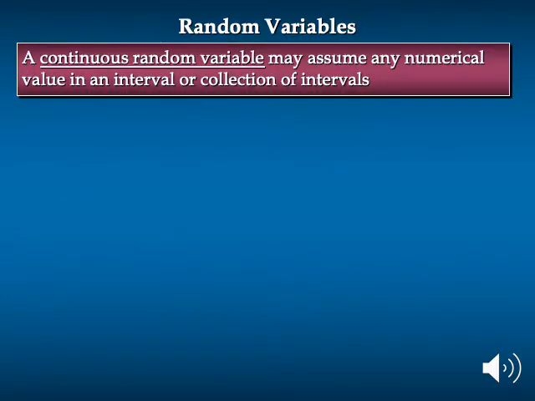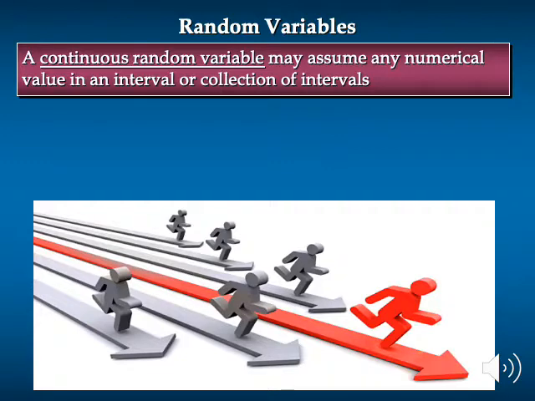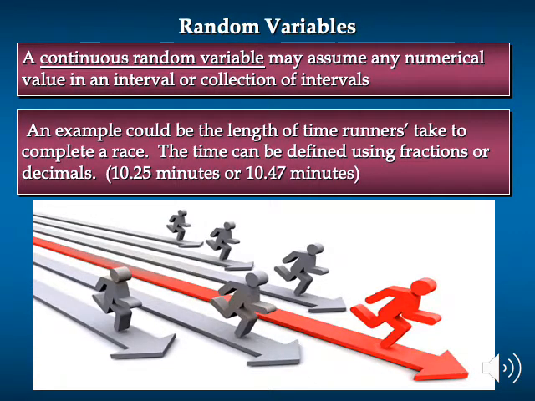On the other hand, a continuous random variable can assume any numerical value in an interval. And the difference is when you're looking at continuous variables, it could be described as a fraction. In other words, here is a case where you've got 6 people in a race and the guy in red is ahead. Maybe his time to finish that race was 10.25 minutes or 10.47 minutes or whatever. The point being that it would not have to be a whole number.